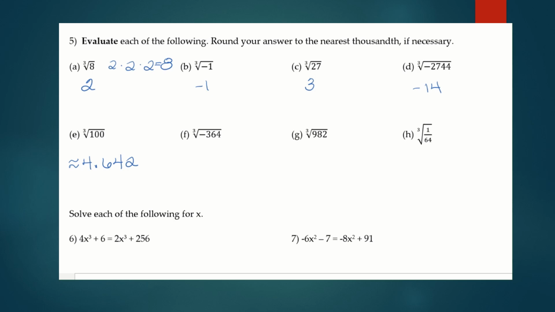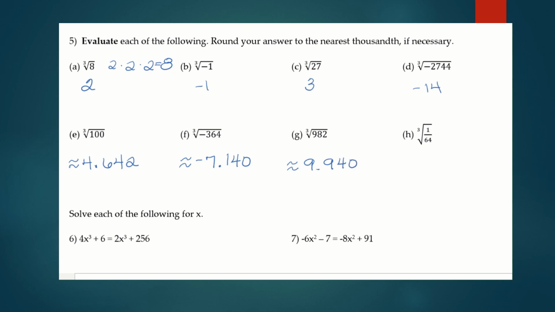All right, the cube root of -364, another decimal approximation here, is approximately -7.140. The cube root of 982, again plugging into our calculator, looks like we've got another decimal approximation here. So we get approximately 9.940.